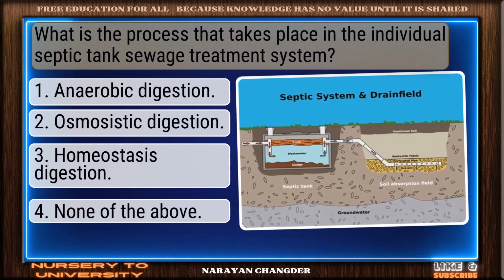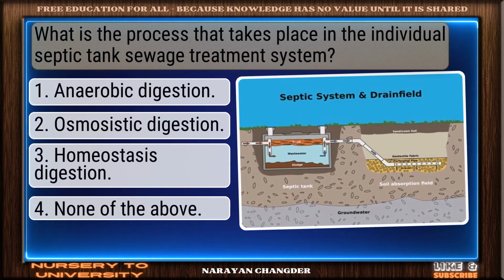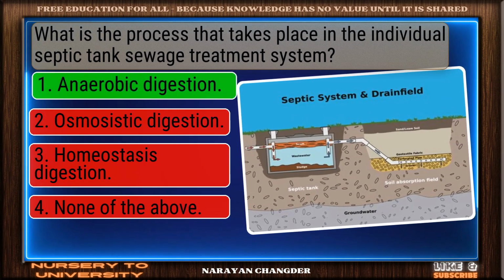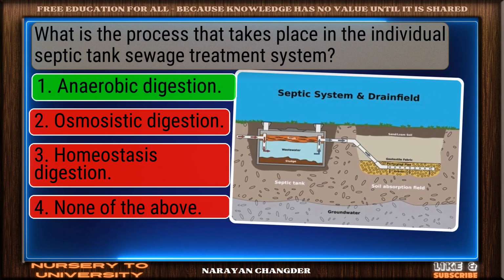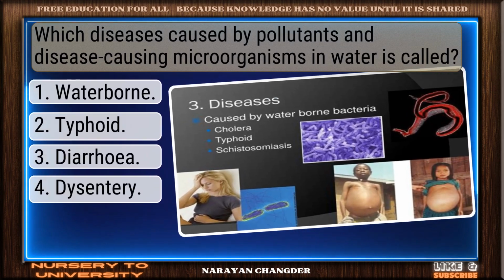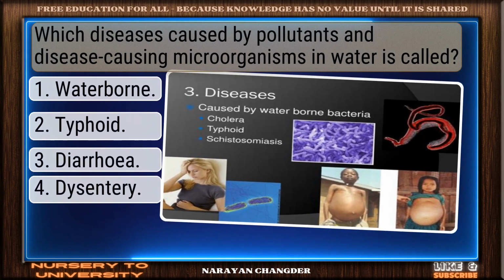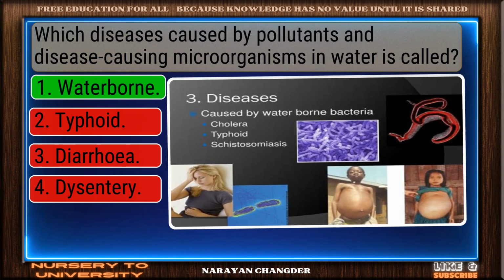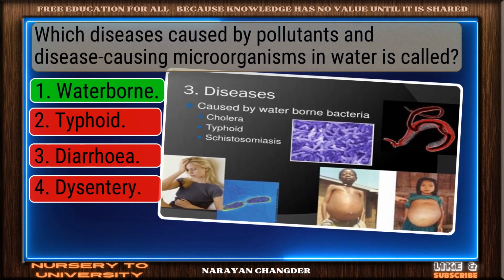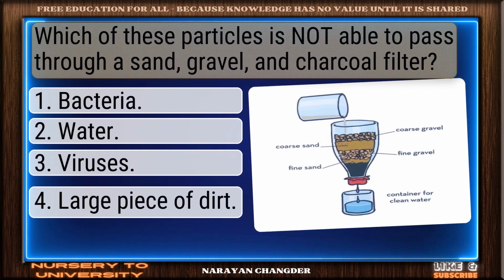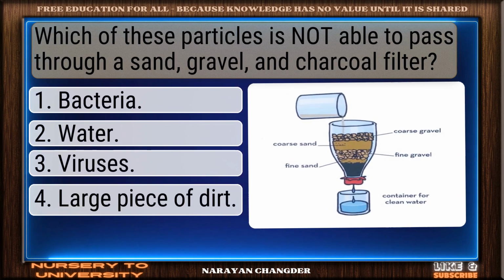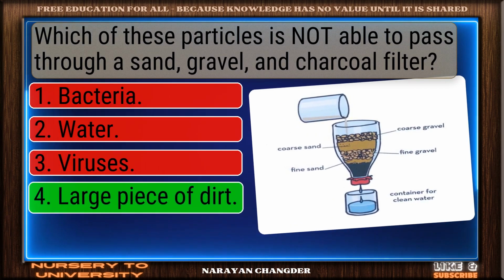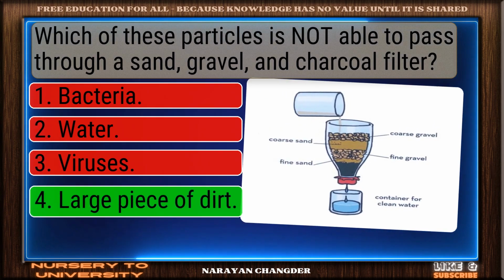Question number 19. What is the process that takes place in the individual septic tank sewage treatment system? Good thinking. Anaerobic digestion is the right answer. Question number 20. Which disease is caused by pollutants and disease causing microorganisms in water is called? Exactly. Waterborne makes sense and it is the right choice. Question number 21. Which of these particles is not able to pass through a sand, gravel, and charcoal filter? Well reasoned. Large piece of dirt is the correct choice.